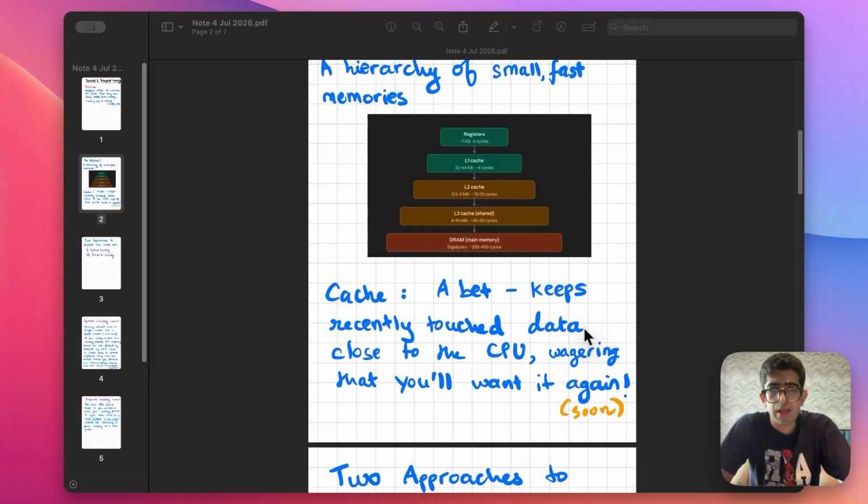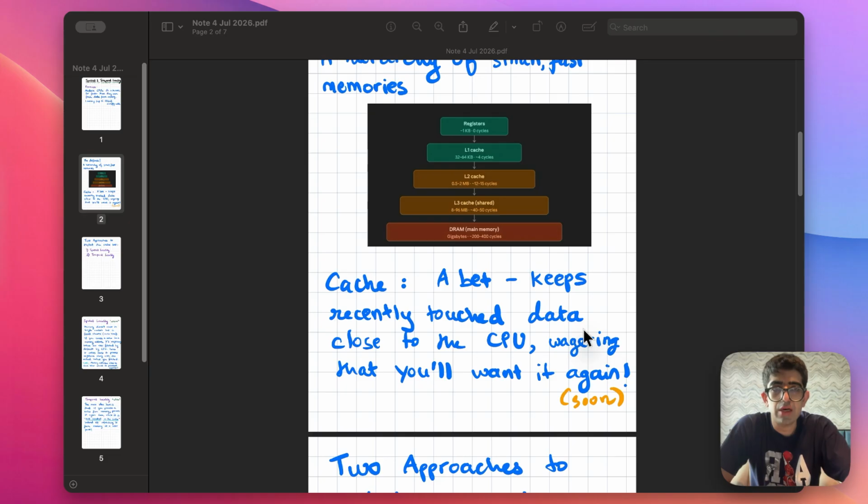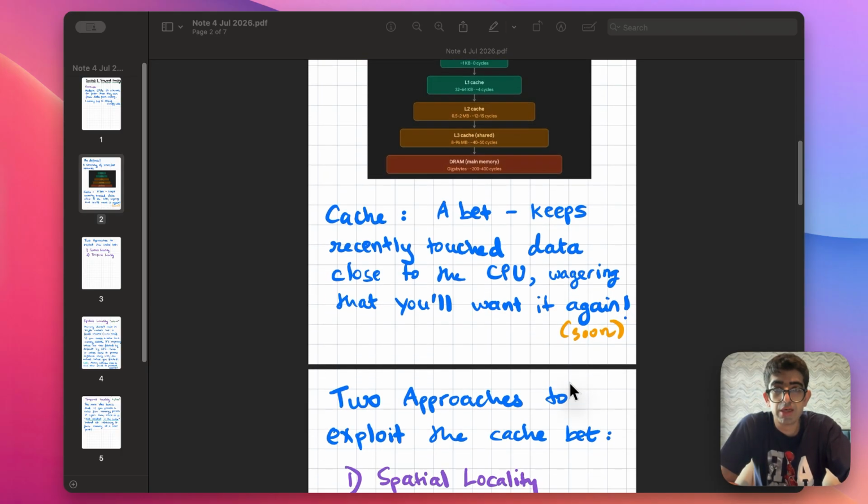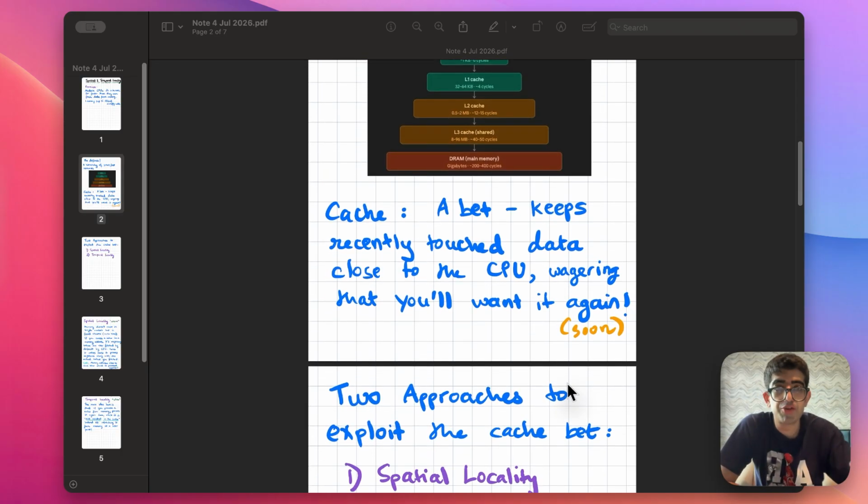So essentially the cache is a bet by the CPU. And this bet is that it keeps recently touched data close to itself, close to the CPU, wagering that you'll want it again soon. That is the bet that is central to the idea of a cache.